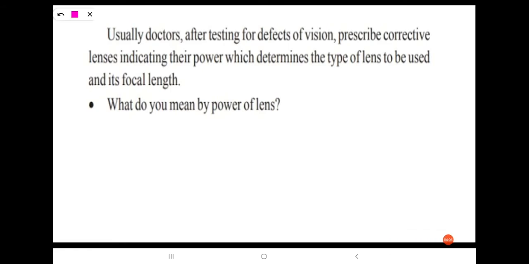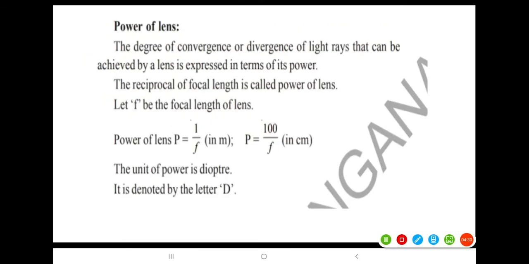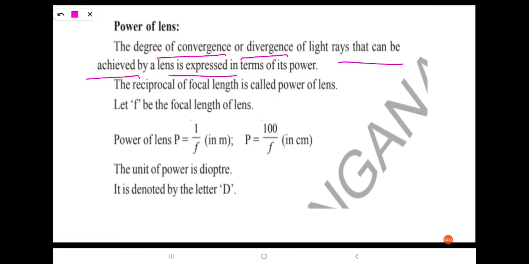Usually, doctors, after testing for defects of vision, prescribe corrective lenses indicating their power, which determines the type of lens to be used and its focal length. So, what do we mean by power of a lens? The degree of convergence or divergence of light rays that can be achieved by a lens is expressed in terms of its power.